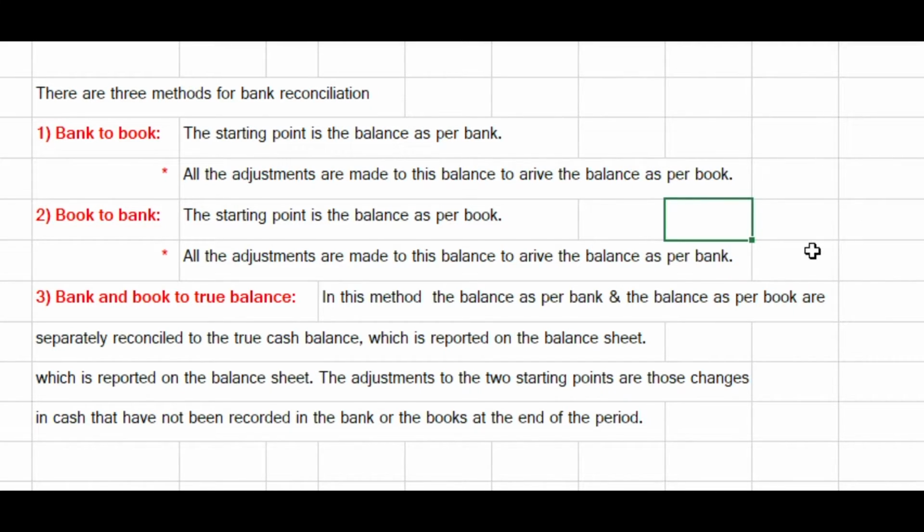Number 2 is book to bank. The starting point is the balance as per book. All the adjustments we are going to make to arrive at the balance as per bank.